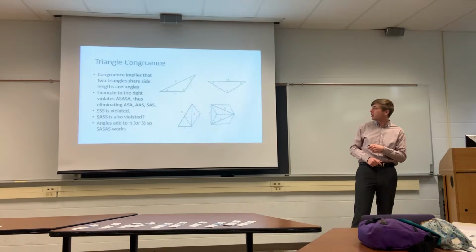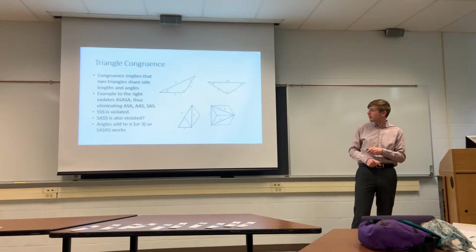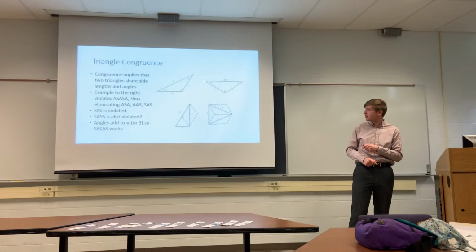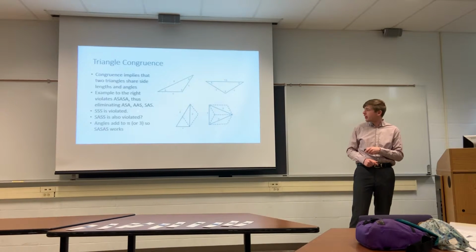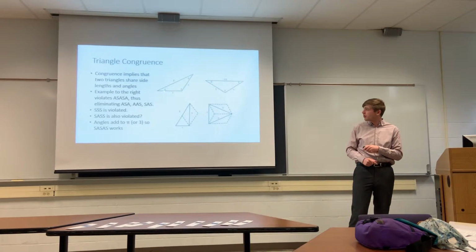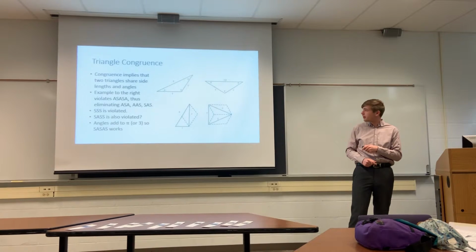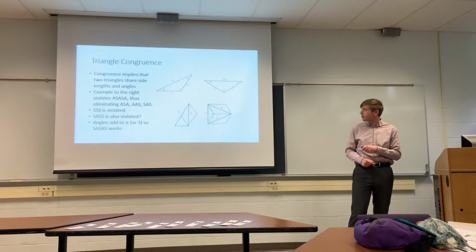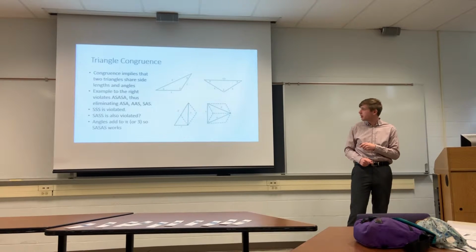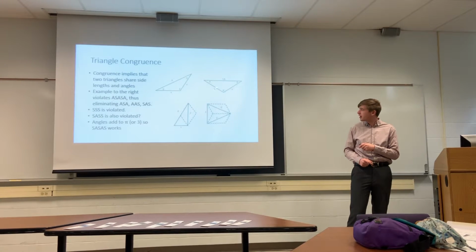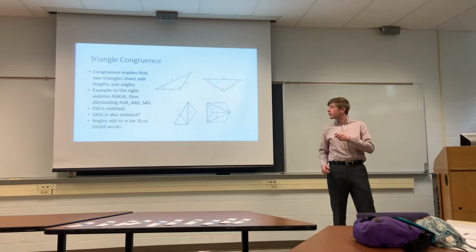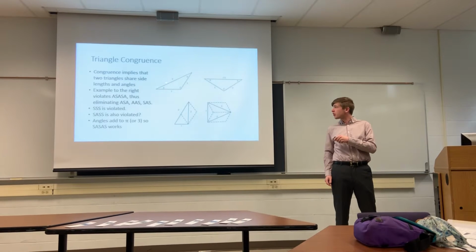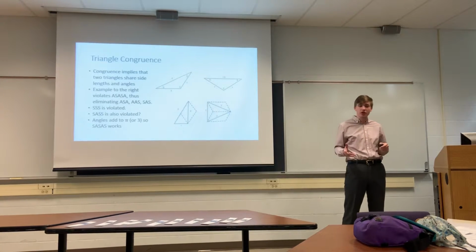So you can see here, these two triangles have the same angle, side, angle, and the same side, angle, side. Okay, so side, angle, side, yeah. But you can see here that the longer length here is not the same. So these two triangles are not congruent.